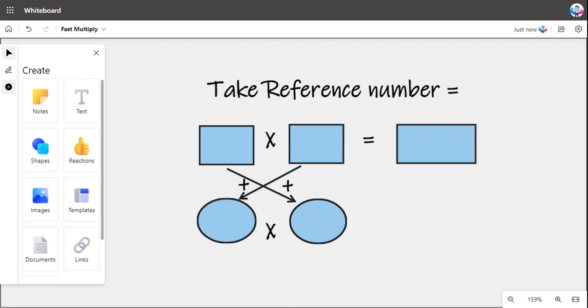Hi friends, today we are going to see how to multiply two different numbers by using a reference number, easily, without using any calculators or mobile phones or any devices, manually. By using your mind, you can easily calculate those multiplications. I will show you how to do that in your mind.